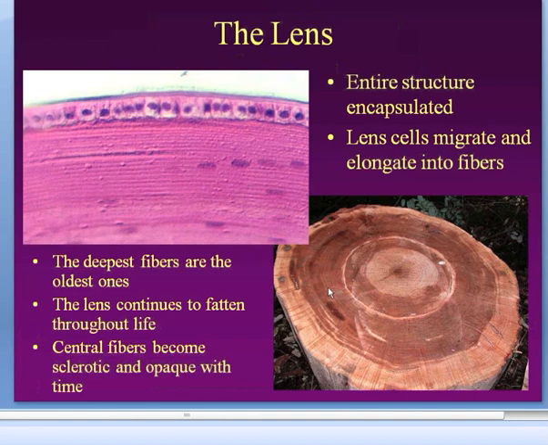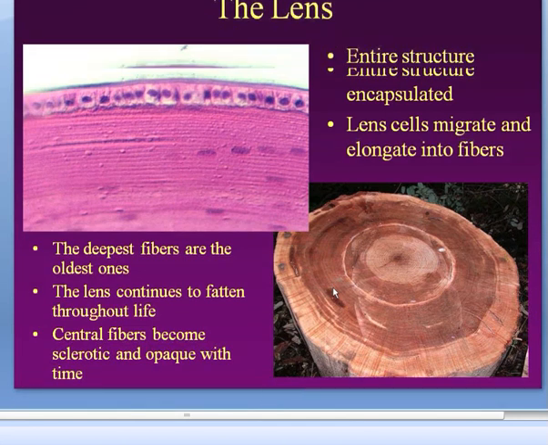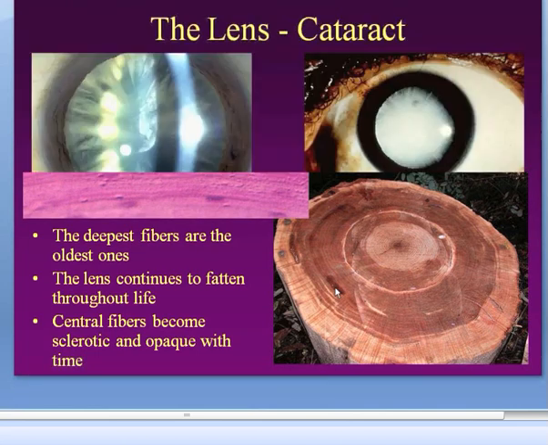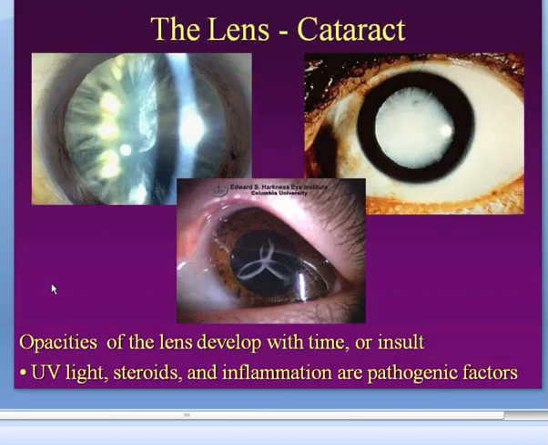Concentric tissue planes. As these fibers build up and become denser and are subjected to UV light, the crystalline proteins break down and they're not clear anymore. That's called a cataract.